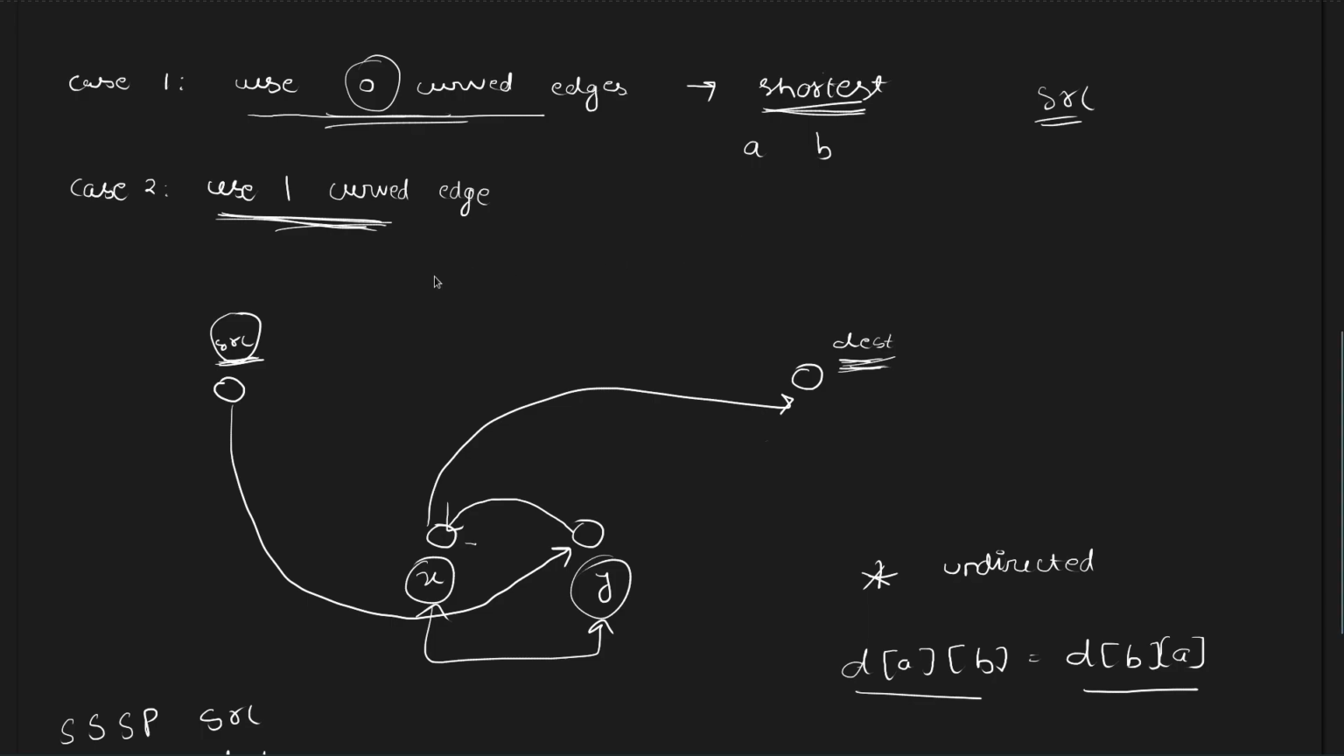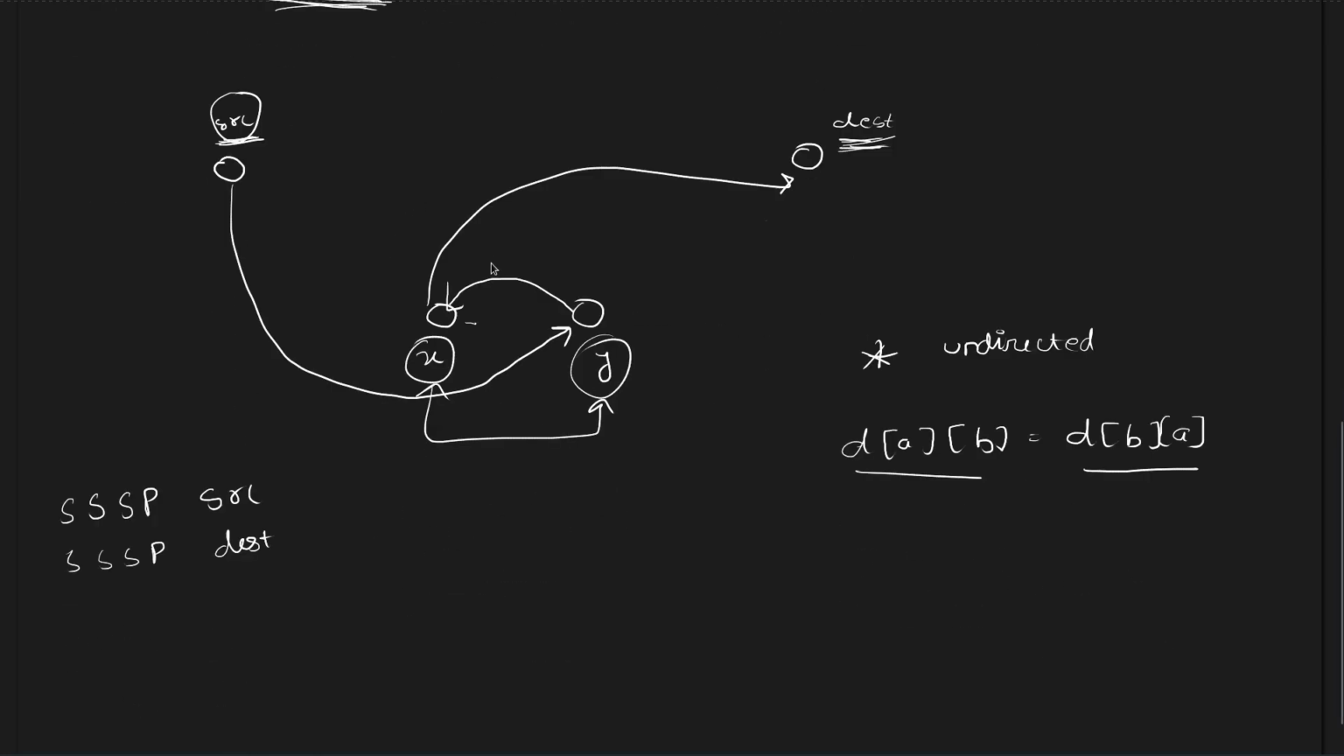Right, now we have our case 2. What we are doing in case 2 is we are using exactly one curved edge. Right, the problem discussed that we can use at most one curved edge. So in case 1 we are using 0 curved edges, and in case 2 we are using one curved edge. Now if we are using one curved edge, we have to first select the nodes. What are the nodes between which we are using the curved edge? So let us say that we are using the curved edge between x and y.